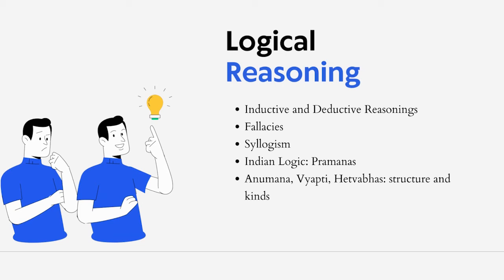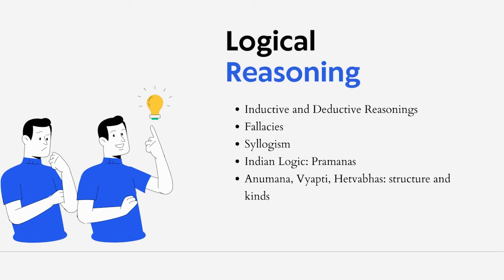Now, if I talk about the important subheads, they are inductive and deductive reasoning, right? So just try to understand their concept and the difference between them. Next is fallacies. What is the concept of fallacies? How many different types of fallacies are there? Third one is syllogism. So just try to practice this as well by drawing the diagram.